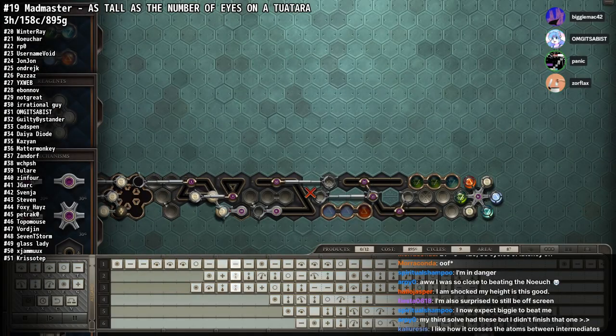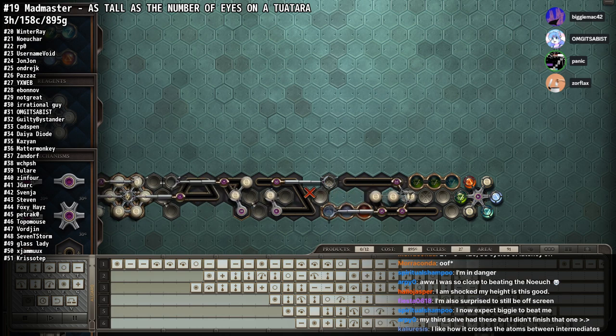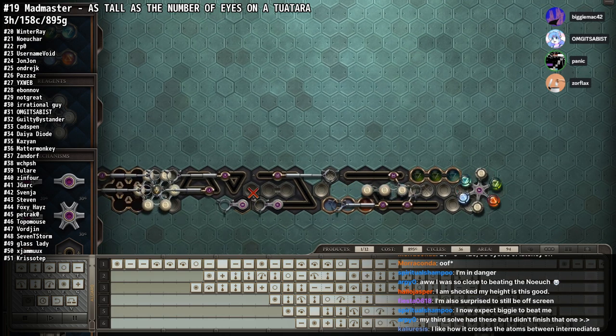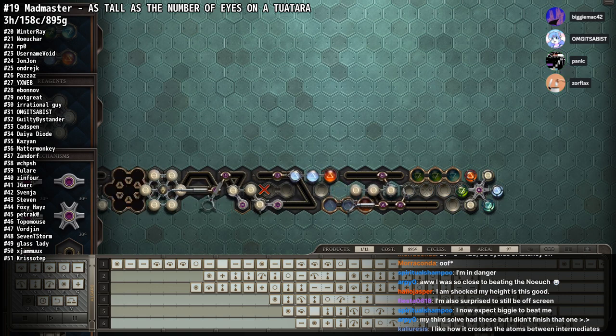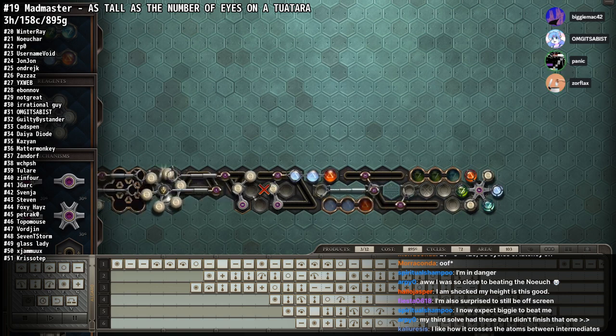As tall as the number of eyes on a Tuatara, which I guess was their TRI solve name. So they have three eyes? Wait, they have three eyes? No notes, head empty.